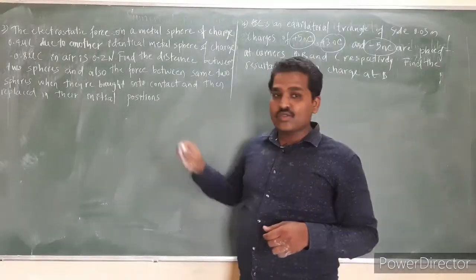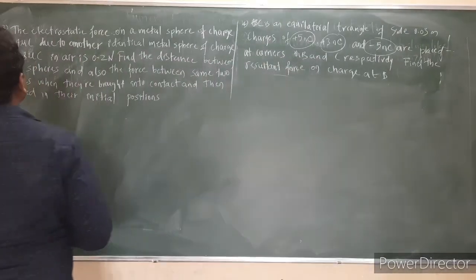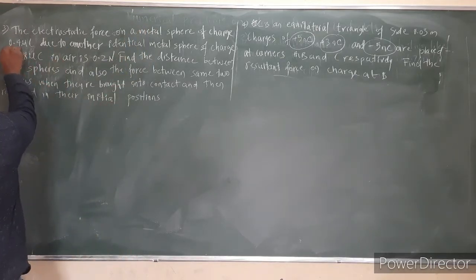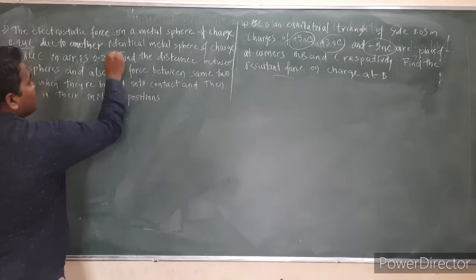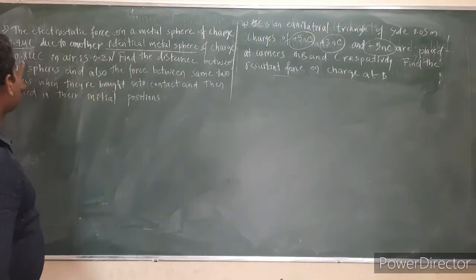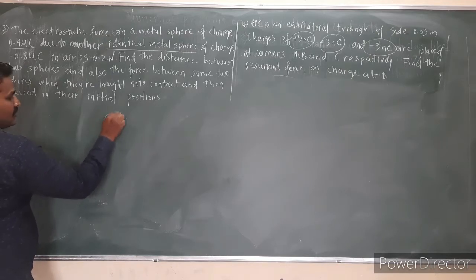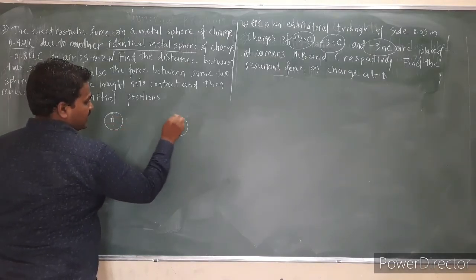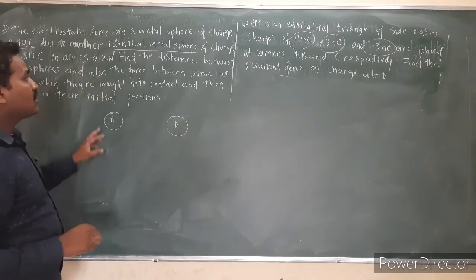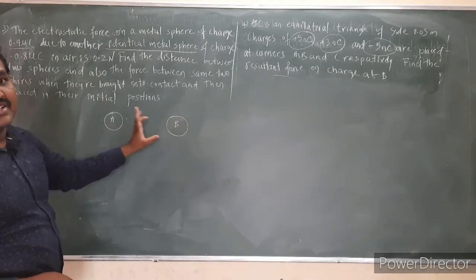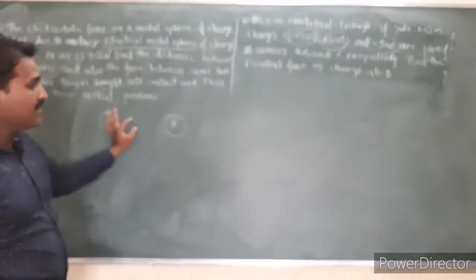Okay, look at the next question, dear students. What is given here? The electrostatic force on a metal sphere of charge 0.4 microcoulomb, due to another identical metal sphere of charge -0.8 microcoulomb in air, is 0.2 newtons. There are two metal spheres. The first one I call metal sphere A, the second one metal sphere B. Both are identical, which indicates they have the same size and shape, so the surface area of A is the same as that of B.